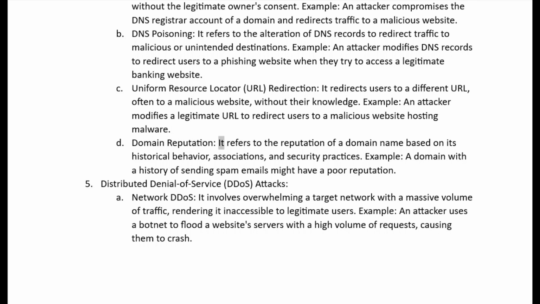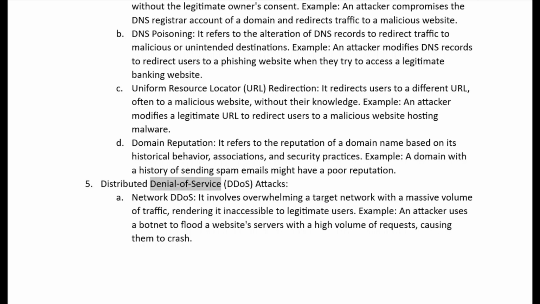Domain reputation. It refers to the reputation of a domain name based on its historical behavior, associations, and security practices. Example: a domain with a history of sending spam emails might have a poor reputation.